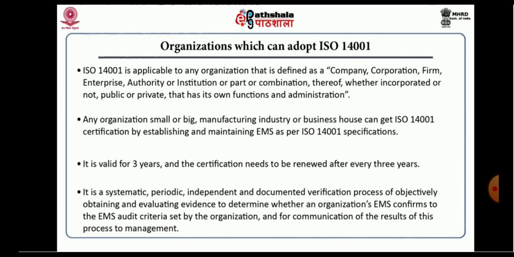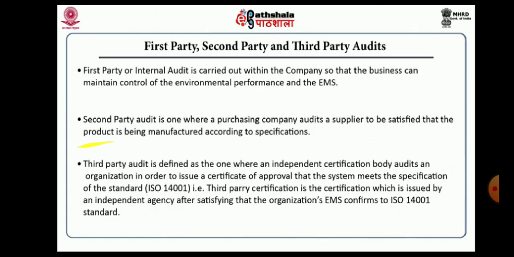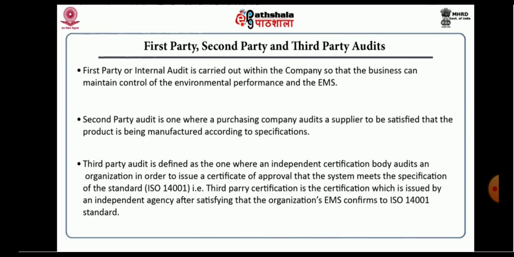So these are all the things which are available in ISO 9001 and ISO 14001. And first party, second party and third party audit. In the last session we discussed the audit. Here, audit may differ from company to company, organization to organization. The first party is an internal audit.